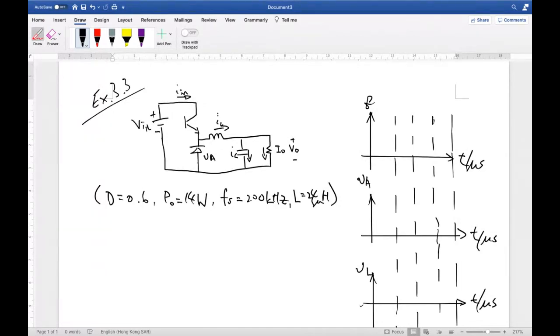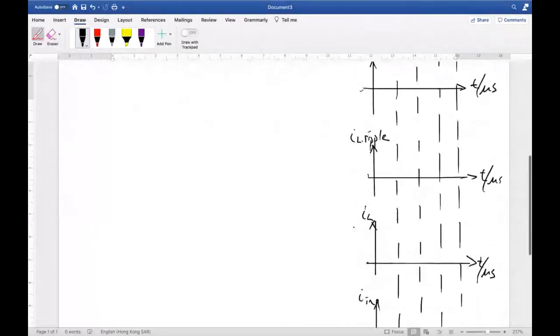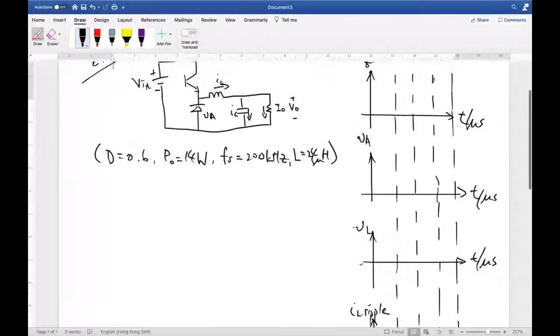Okay, so this is the topology of the buck converter. This is the transistor, this is the diode, input voltage, output voltage, and there are also two components: this is the inductor and this is the capacitor. Some of the parameters are given. Those are very important. And we are going to draw 6 waveforms.